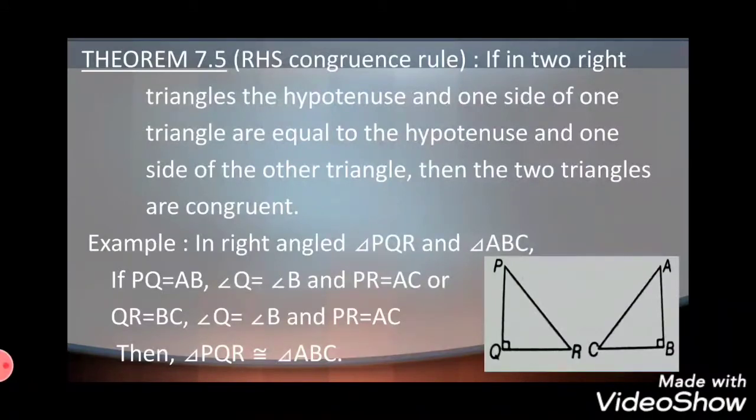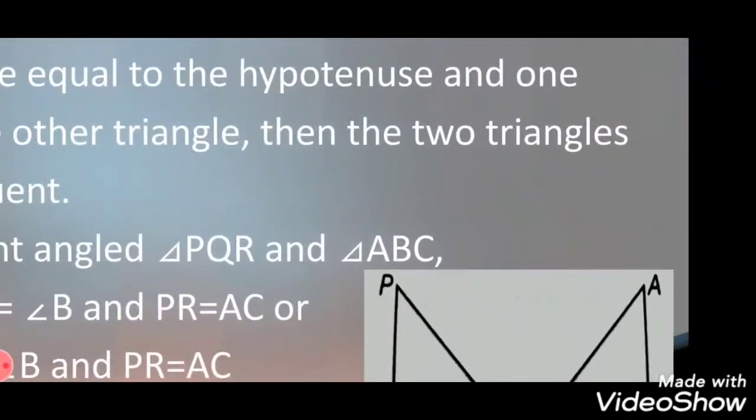So in RHS congruence rule, compulsorily, the hypotenuse should be equal. The right angles, a natural thing, will be equal anyway, and any one side of the two triangles should be equal. Then both the triangles are said to be congruent. Let's see some examples based on this.